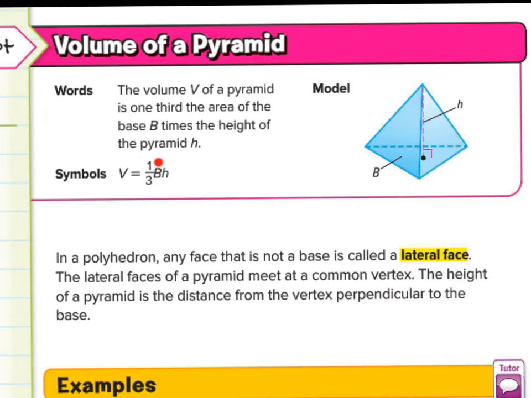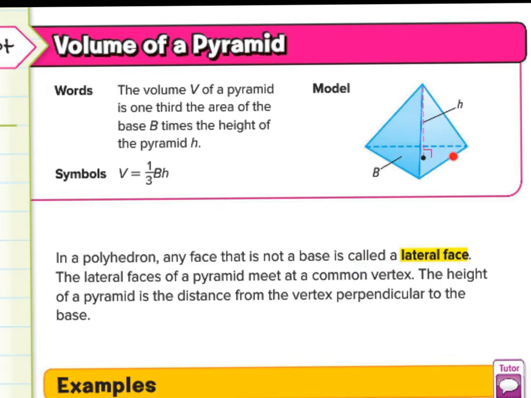Now remember, how do we get this base? Well, this base, capital B, is the area of our triangle, times this height you see right here. And how do we get this height? Well, you can see that we get it from the vertex where all of these faces meet, and we go directly down to the center of our base. In a polyhedron, any face that is not a base is called a lateral face. So these are lateral faces.